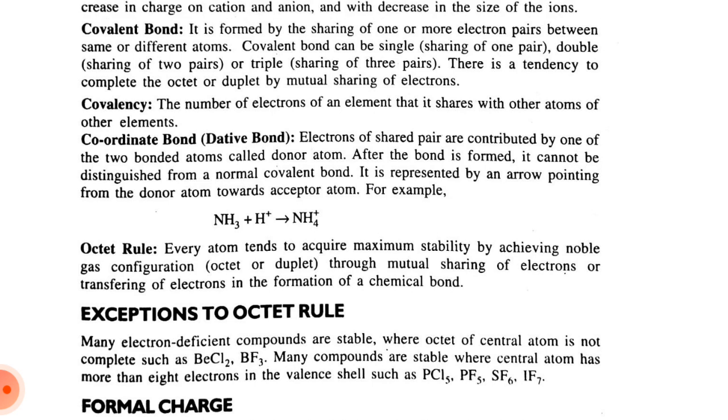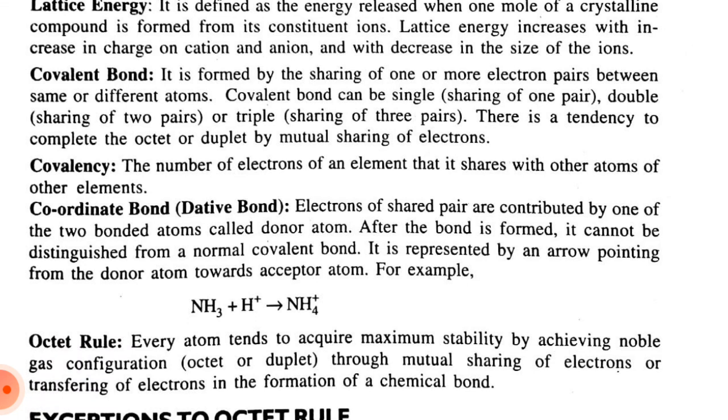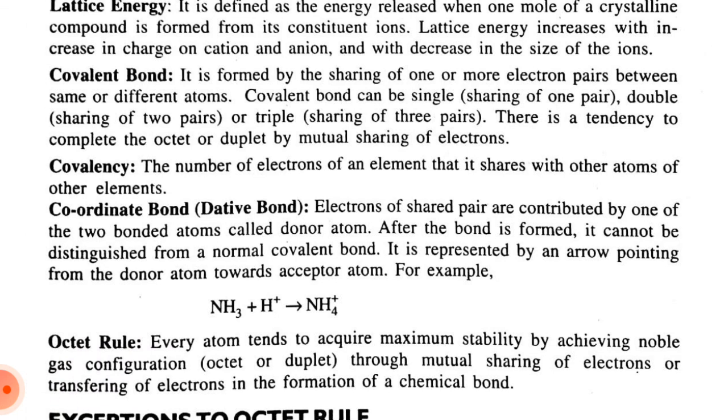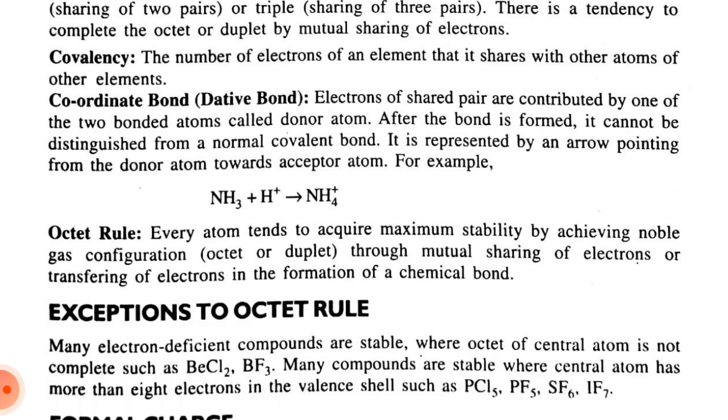Covalent bond. It is formed by sharing of one or more electron pairs between same or different atoms. Covalent bonds can be single, sharing of one pair, double, sharing of two pairs, or triple, sharing of three pairs. There is a tendency to complete the octet or duplet by mutual sharing of electrons.